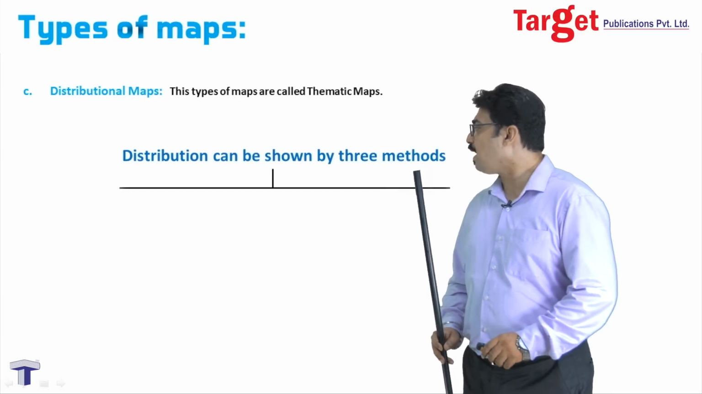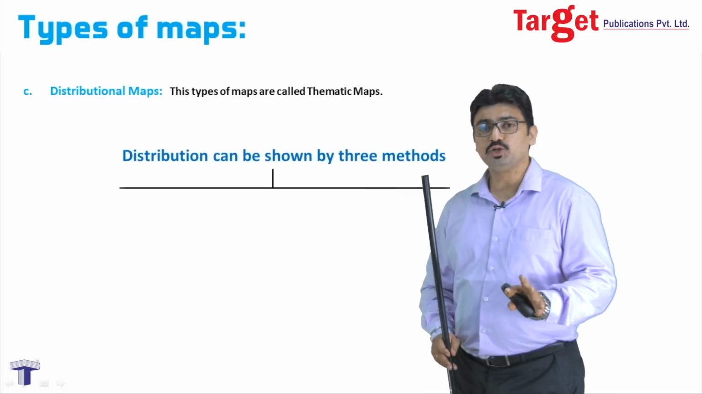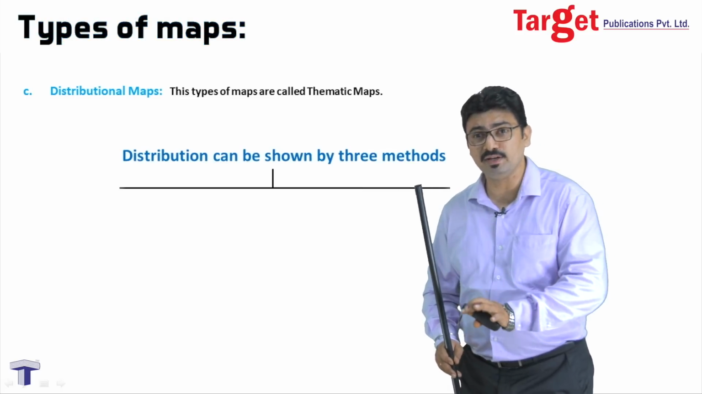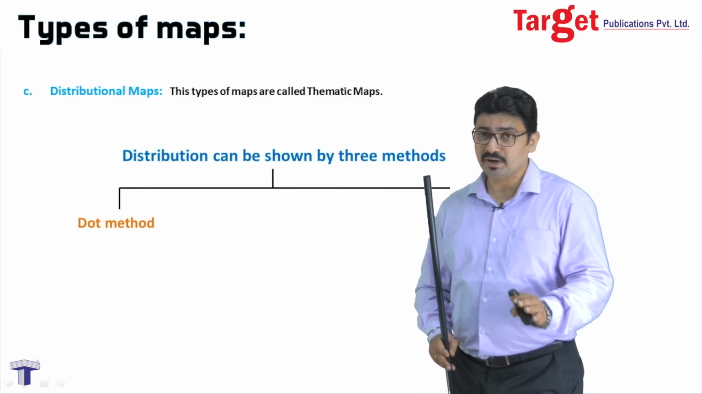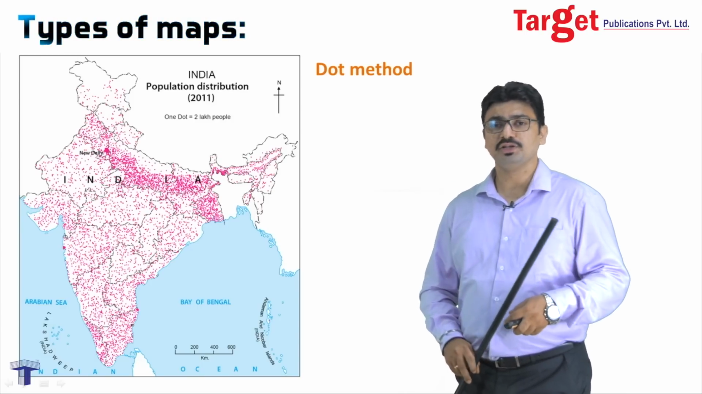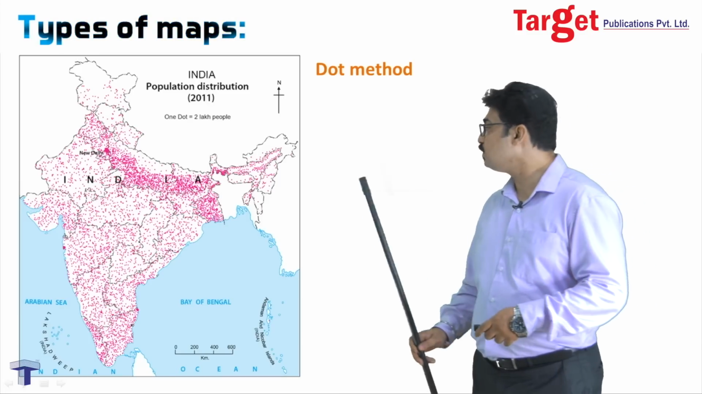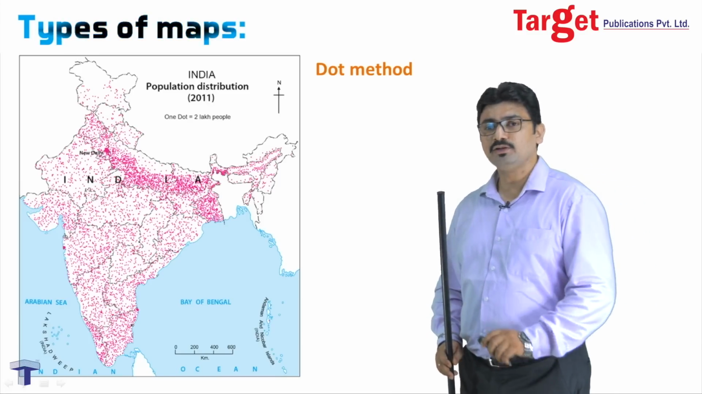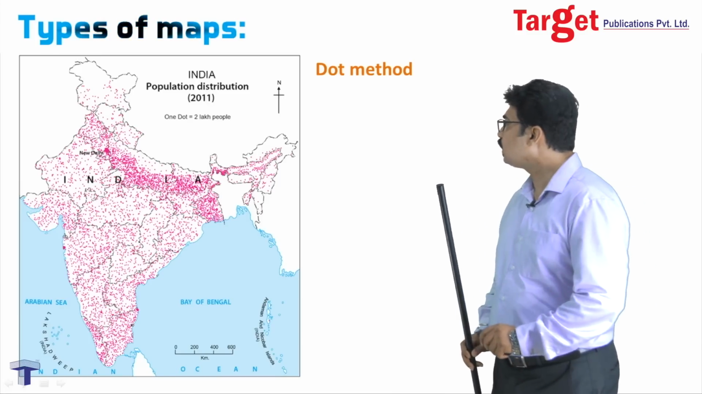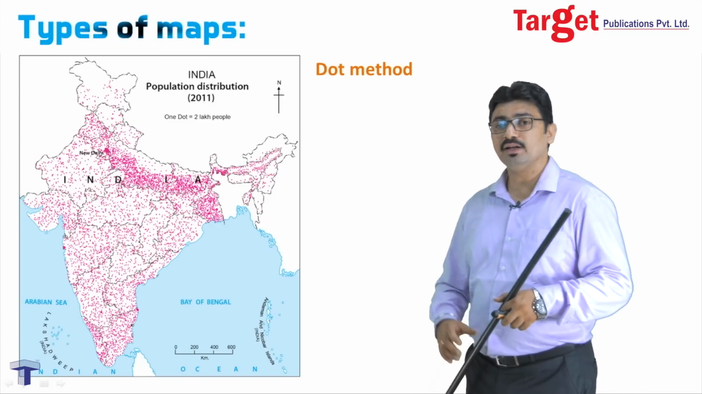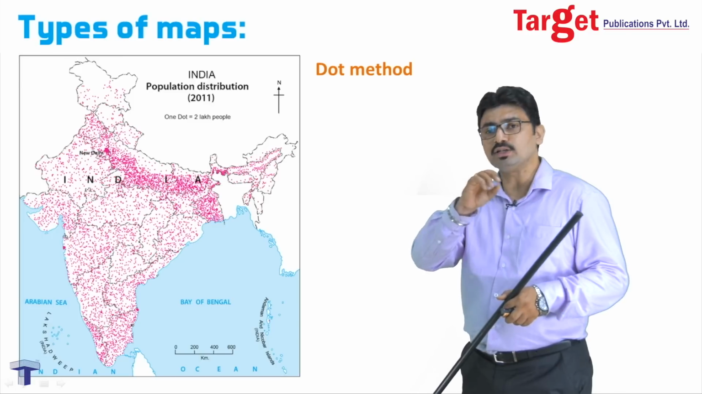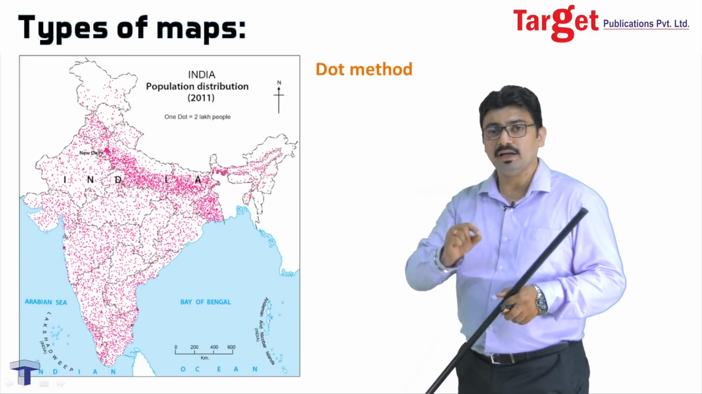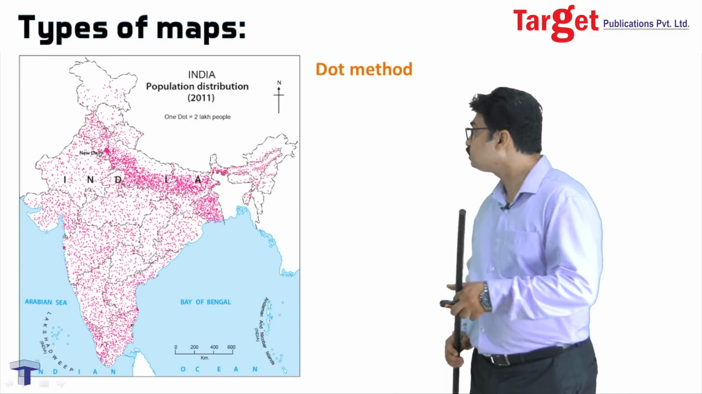The distributional maps basically are maps which show distribution of a particular feature or characteristic of the region. The three different methods used to show distributional maps are, the first one is the dot method. In a dot method, various dots are used to indicate a particular feature of the region. Let's say population. So, dots are used where each dot represents a particular population.